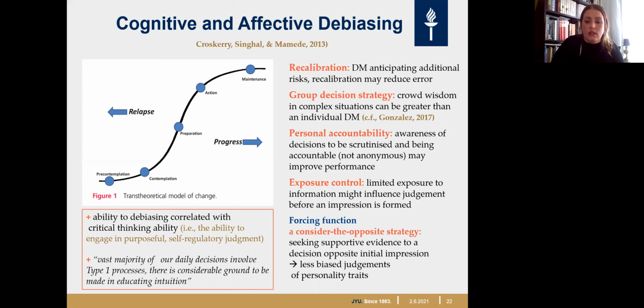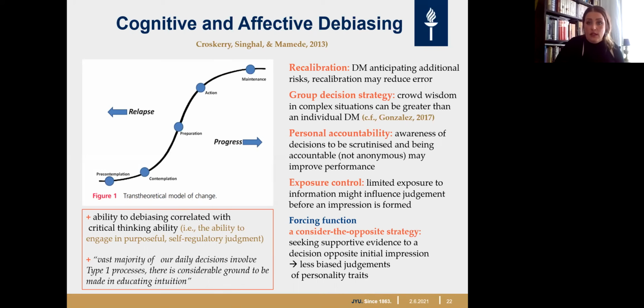This group decision strategy is something that Gonzalez in 2017 stated as the most important future research direction, that not only focusing on single decision makers, also the expert decision makers, but to move forwards to group decision strategies, and then also understand how the different decision-making process models can explicate the group decision-making strategy.